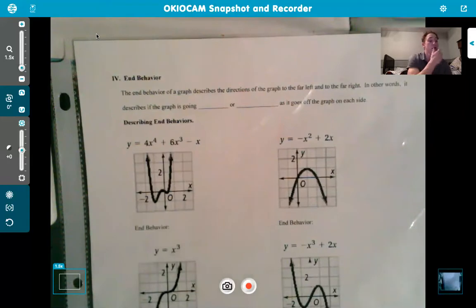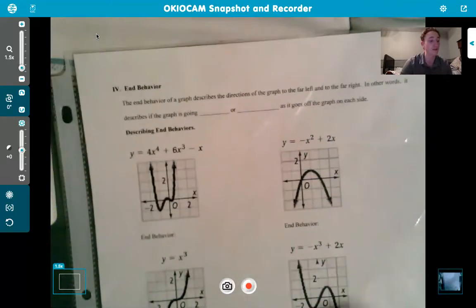All right. End behavior. The end behavior of a graph describes the direction of the graph to the far left and to the far right. So if we move along the negative x-axis all the way down, what's my graph going to be doing? If I move along the right axis, all the way down in that direction, where's my graph going to be ending up?